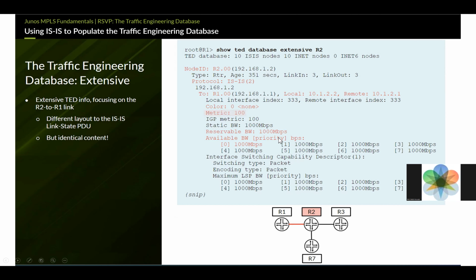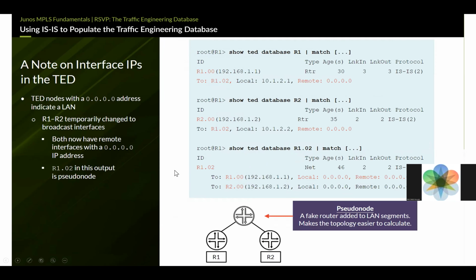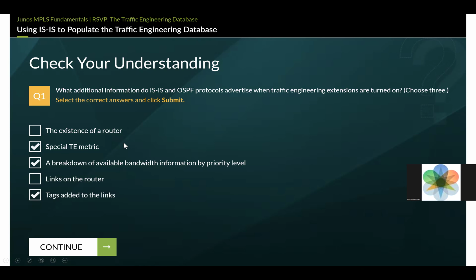TED database. To show any specific neighbor's TED database information in detail, you can use this command: show ted database extensive and the neighbor host name. When I'm checking from this router, my neighbor router is router 1 and the next neighbor router is router 2. The commands will be show ted database router 1, show ted database router 2. This is the command for verification of the TED database.